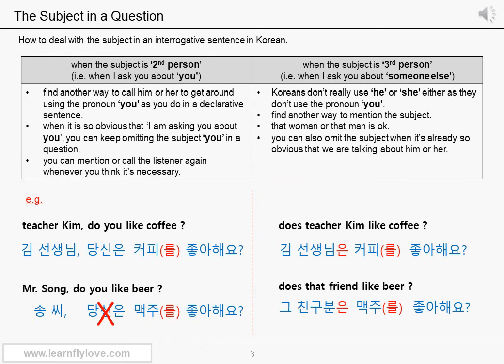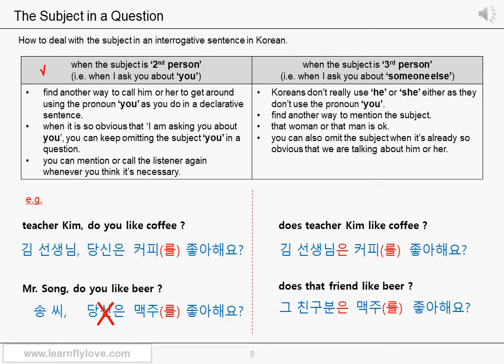Then let's learn more specifically about how to deal with the subject in a question sentence. It's actually nothing, but let's take a look at this together. It's something you all know already, so don't worry about it. When the subject is a second person, in other words, when I ask you about you, we already know that we don't really use the pronoun you in an honorific sentence in Korean. So find another way to call him or her to get around using the pronoun you as you do in a declarative sentence. When it is so obvious that I am asking you about you, you can keep omitting the subject you in a question. You can mention or call the listener again whenever you think it's necessary.